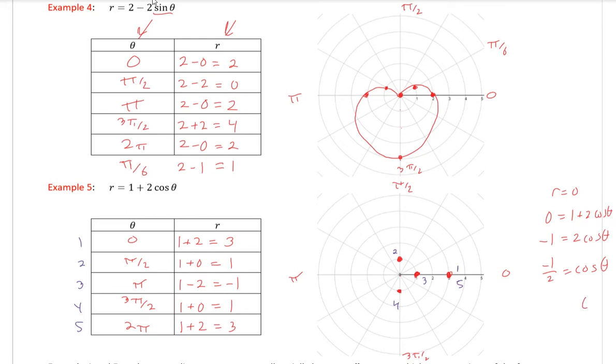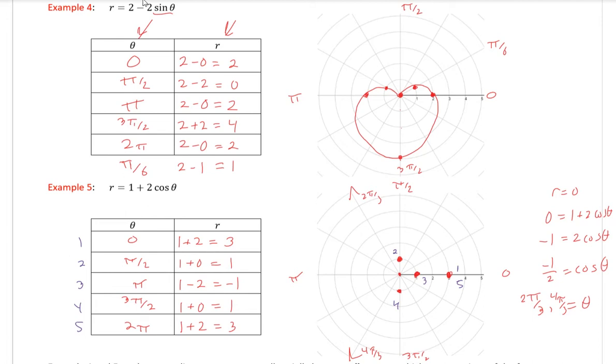And that happens when theta is equal to, that would be in quadrants 2 and 3, and it's negative 1/2, so that should be 2 pi thirds and 4 pi thirds. Again, this is from the unit circle. So that means that at 2 pi thirds and 4 pi thirds, I have a radius of 0.